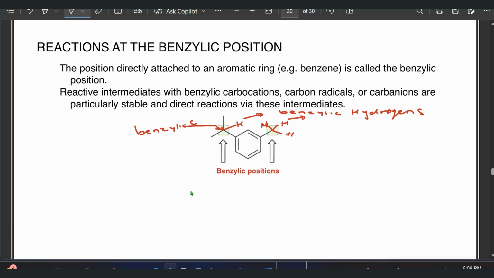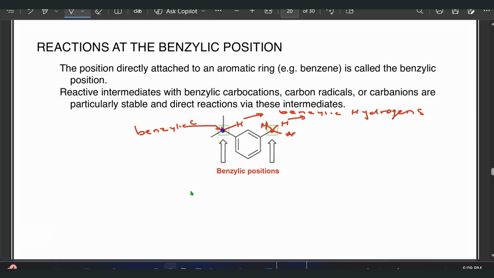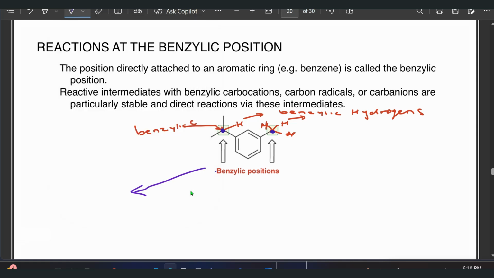So the first thing you want to do is to find your benzylic carbon. A benzylic carbon is one that is attached directly to the benzene. That's benzylic, that's benzylic. Now, as long as you have it benzylic, then you can expect it to be oxidized.